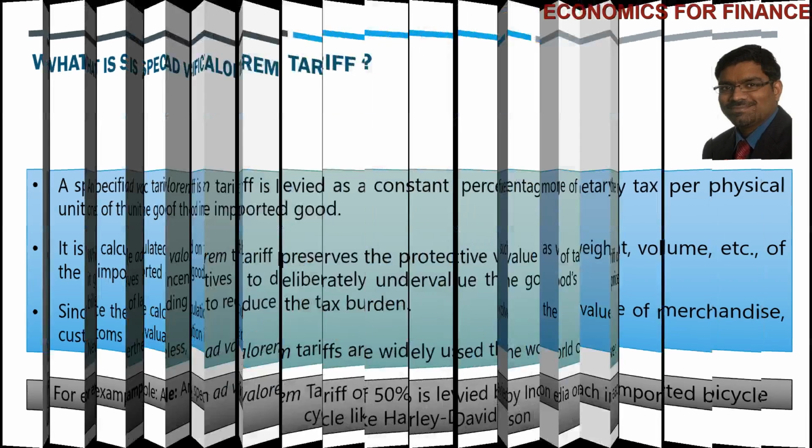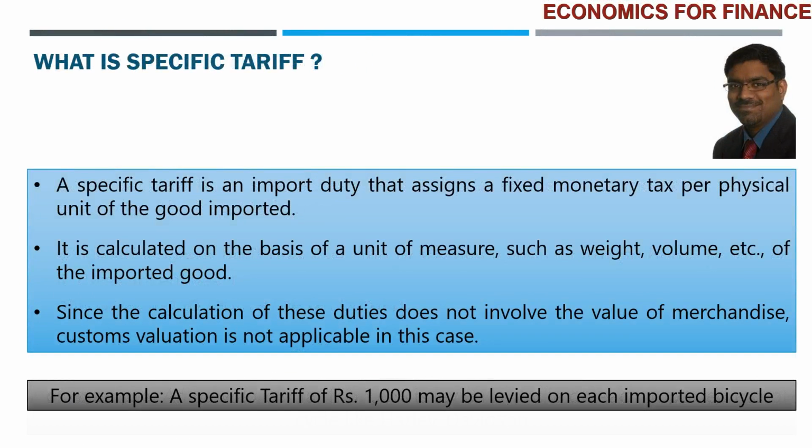What is a specific tariff? There are broadly two types of tariffs. After that there will be like hundreds of types of tariffs. We don't need to really worry about all of them much, though we can have some names. What is a specific tariff? A specific tariff is usually an import duty that assigns a fixed monetary tax per physical unit of the good imported. Physical unit. For example, per kilo, per ton, per unit, like that the physical unit is the one on the basis of which some fixed monetary tax is levied.